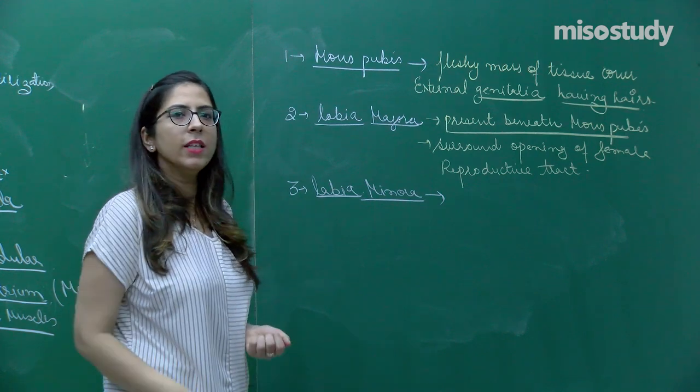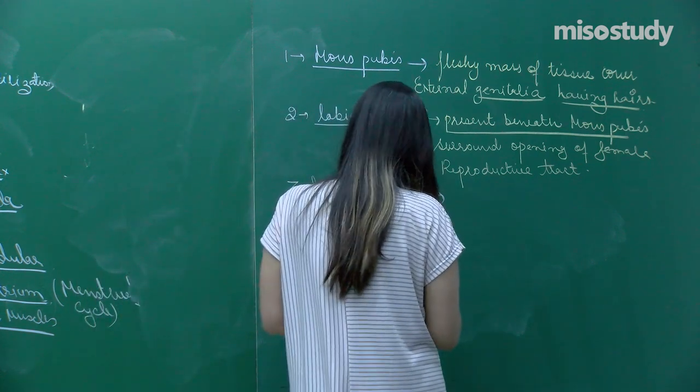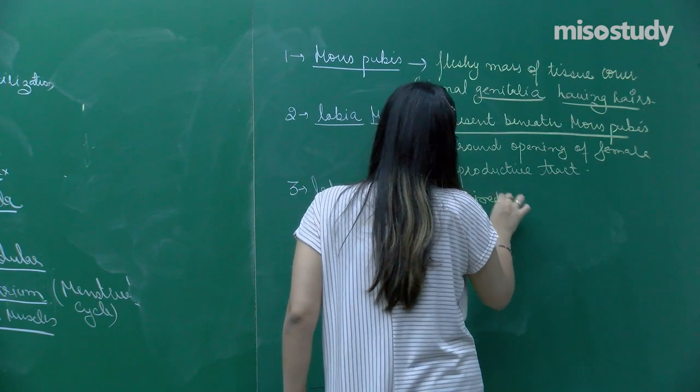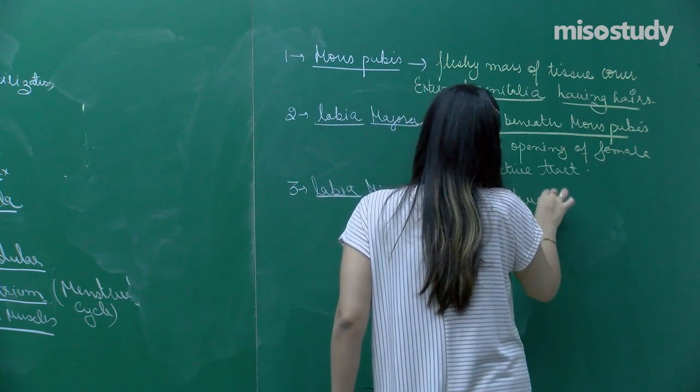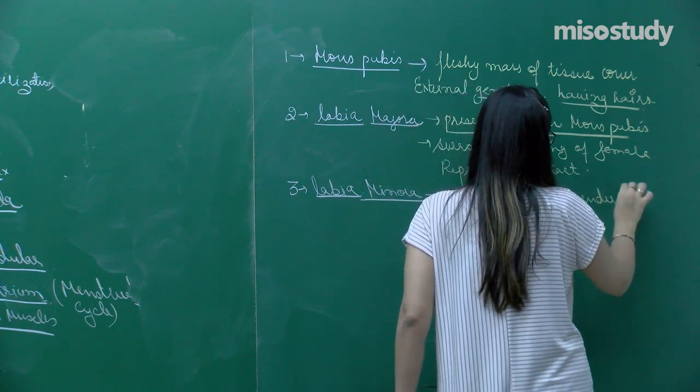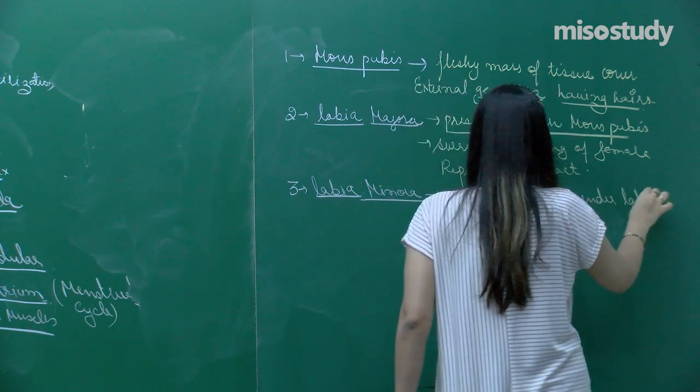The labia minora are also paired structures, lying under the labia majora.